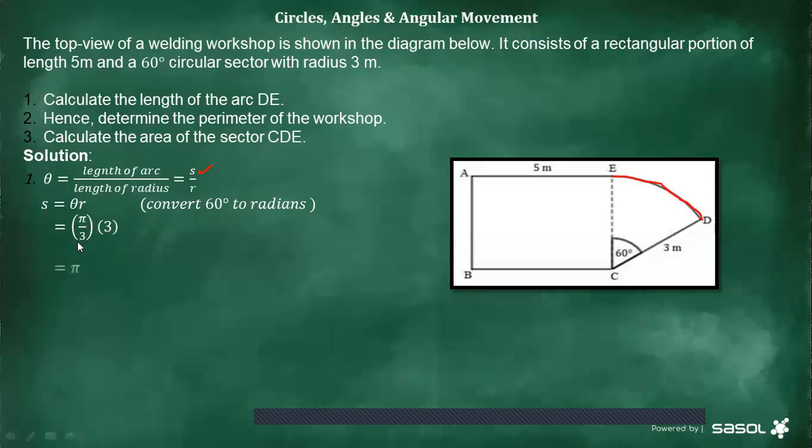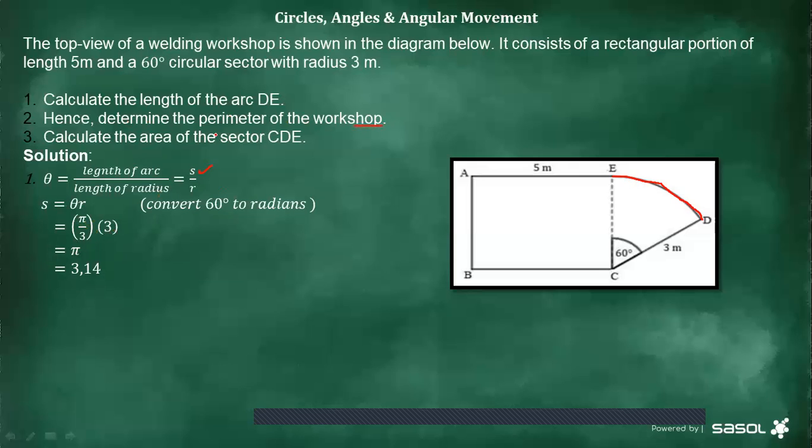Then you just press your calculator. The answer is 3,14 or pi, right? That is the length for DE. And then hence determine the perimeter of the workshop.